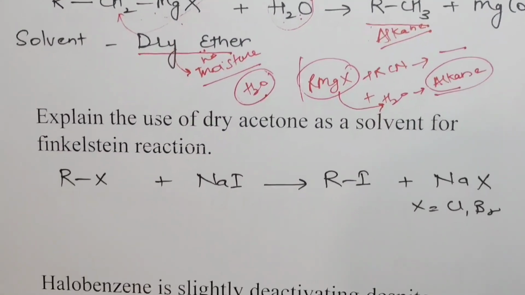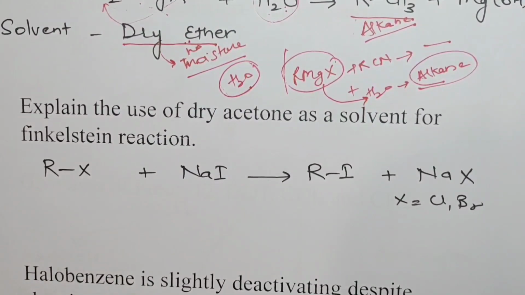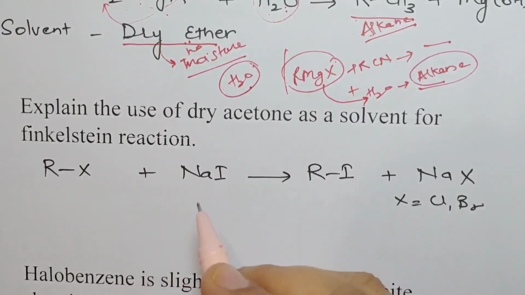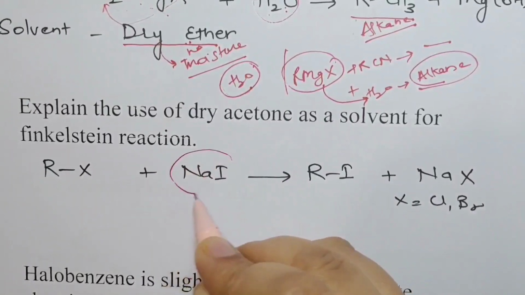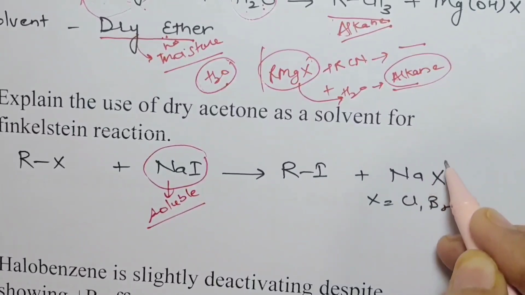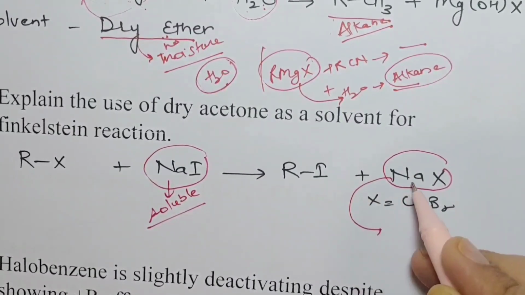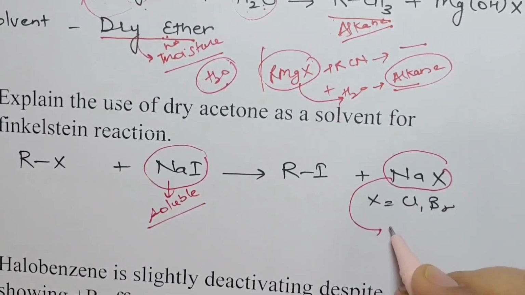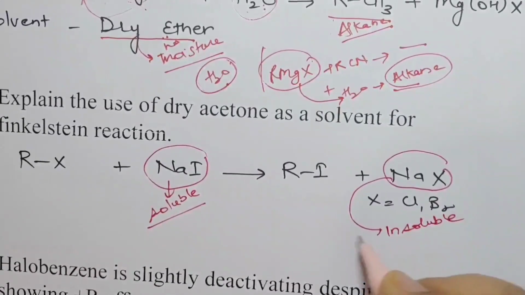Moving on to the next question. Explain the use of dry acetone as a solvent for Finkelstein reaction. Now this is your Finkelstein reaction. Now we use dry acetone in this because NaI is soluble in dry acetone, whereas the byproduct NaX, which may be sodium chloride or sodium bromide, they are both insoluble in dry acetone.